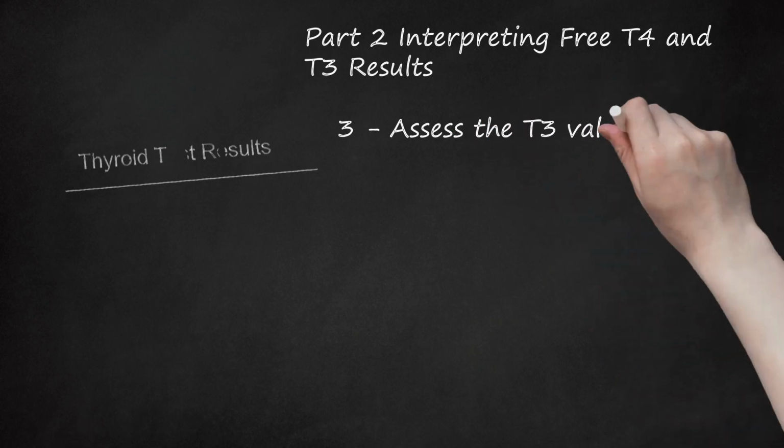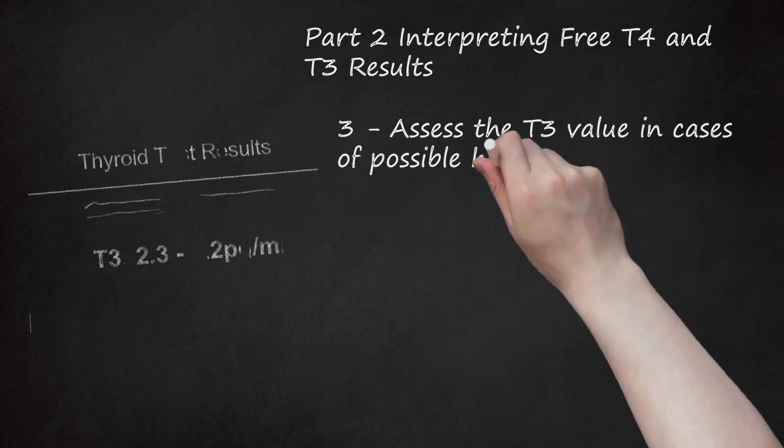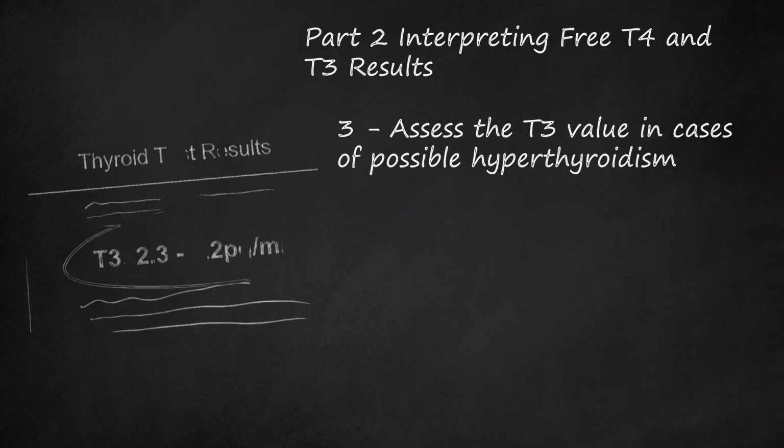3. Assess the T3 value in cases of possible hyperthyroidism. T3 is another hormone produced by the thyroid gland, but generally in significantly lesser quantities than T4. T4 is the main thyroid hormone used in the diagnosis of thyroid conditions. There are certain cases of hyperthyroidism, however, when the T3 becomes significantly elevated and the T4 remains normal, in certain disease states, and this is when the T3 measurement becomes particularly important.